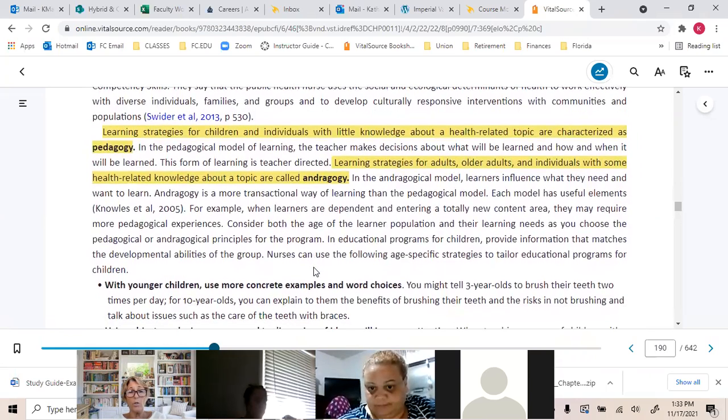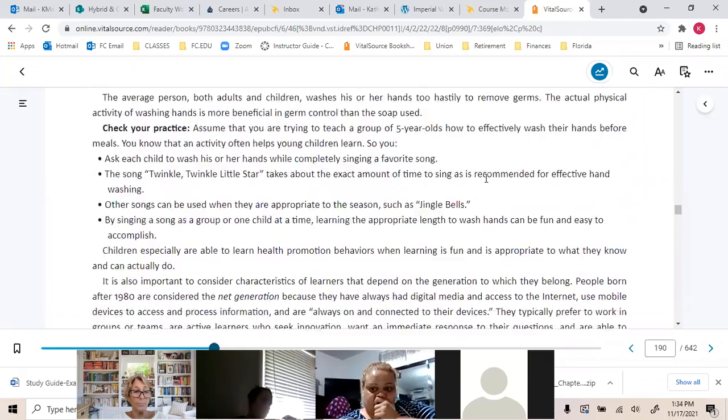Okay, learning strategies for children and individuals with little knowledge. So here are two different definitions, pedagogy and andragogy. Put these on a card as well. Pedagogy is for individuals that may have little knowledge of a health-related topic. In this model, the teacher makes the decisions about what will be taught and when it will be learned because of little knowledge about the topic. Learning strategies for adults and older adults with some health-related knowledge, that's called andragogy. In this model, learners actually influence what they need to know and what they want to learn. So that's just two definitions.